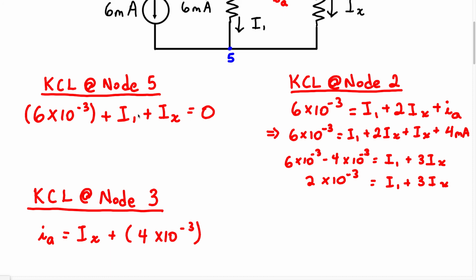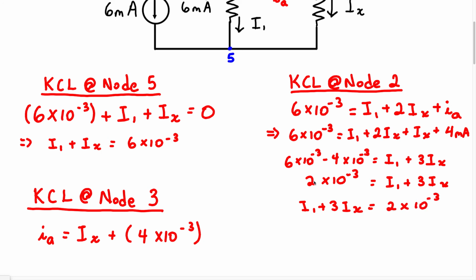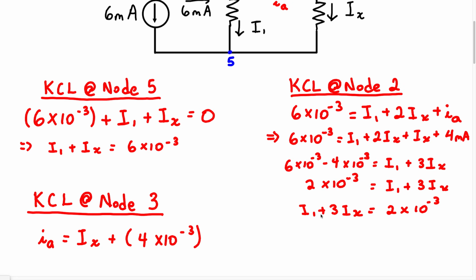So let me just manipulate this one, and I'm going to write it as I1 plus IX equals 6 times 10 to the minus 3. And we know this one can be written as I1 plus 3IX equals 2 times 10 to the minus 3. Now maybe you might be able to find an equation for IX. Let me take a quick look. Now when I look at this, I see I have two equations, right? I have this equation and this equation. Because I have two equations, I can just use systems of equations to solve for the unknowns, right?